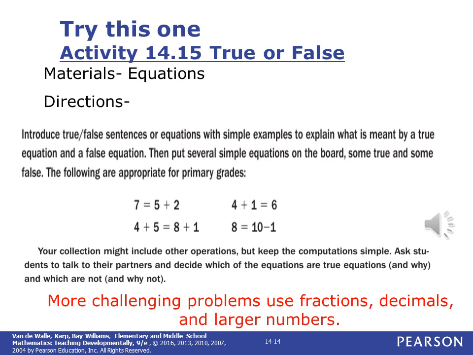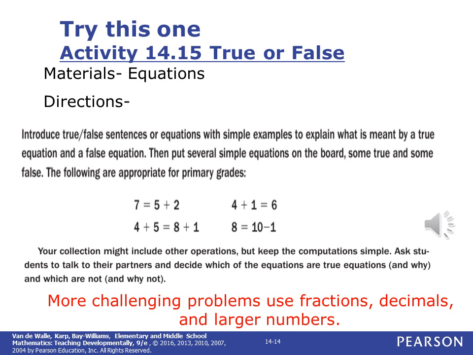In this activity, which can be found in your textbook, labeled as 14.15, you are asked to introduce to your students the concepts of true and false statements. So you might want to give them an example of a true statement, like 3 = 1 + 2, and then an example of a false statement, 10 + 1 = 10. Then you might put on the board several different true and false statements and have students work in pairs to determine which are true and which are false. This helps to really get across the emphasis of the equal sign.